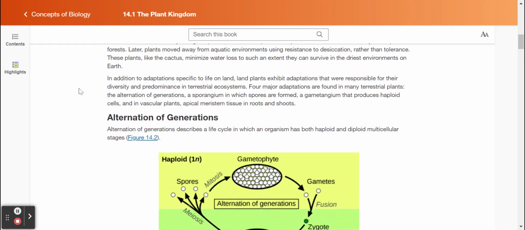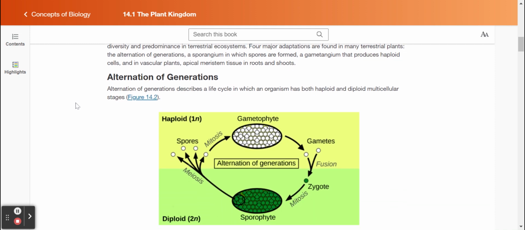In addition to adaptations specific to life on land, plants exhibit adaptations that were responsible for their diversity and predominance in terrestrial ecosystems. Four major adaptations are found in many terrestrial plants: the alternation of generations, a sporangium in which spores are formed, a gametangium that produces haploid cells, and, in vascular plants, apical meristem tissue in roots and shoots.